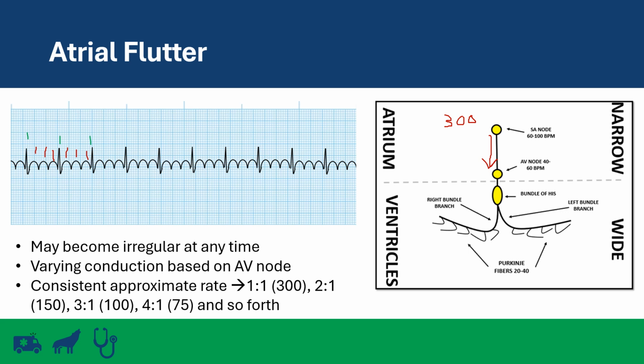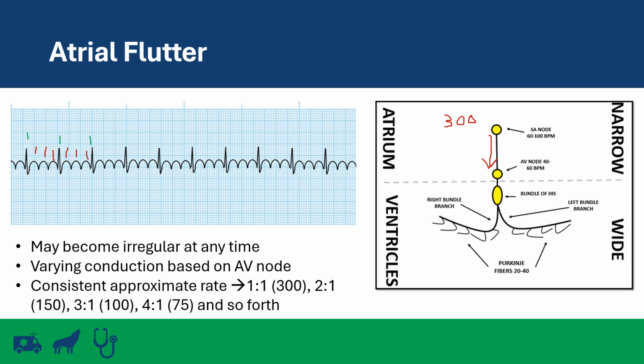Now notice the QRS complex is still narrow, and this is because the impulse comes from above the ventricles. It is considered an irregular rhythm because at any time the AV node may go to 2-to-1 conduction or 4-to-1 conduction or back to 3-to-1 conduction. It all depends on what the AV node is able to block.